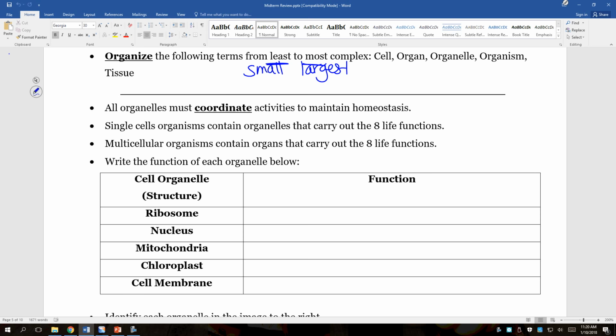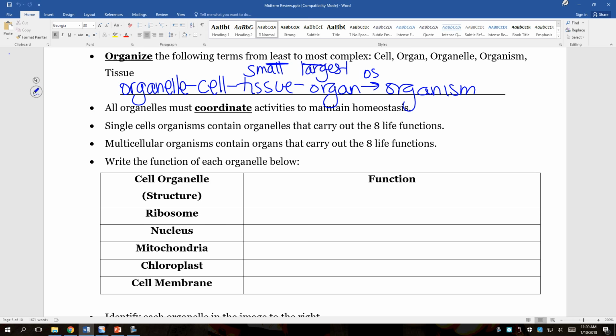There I have cell, organ, organelle, organism, and tissue. The teeniest, tiniest one that you can have is your organelle. Remember, organelle really just means tiny organ. After organelle, you're going to have cell, followed by tissue, organ, and then organism. Sometimes there's also going to be organ system. An organ system would go right in between your organ and your organism.